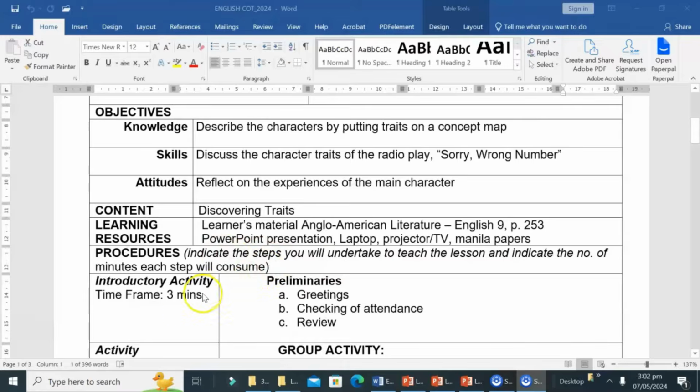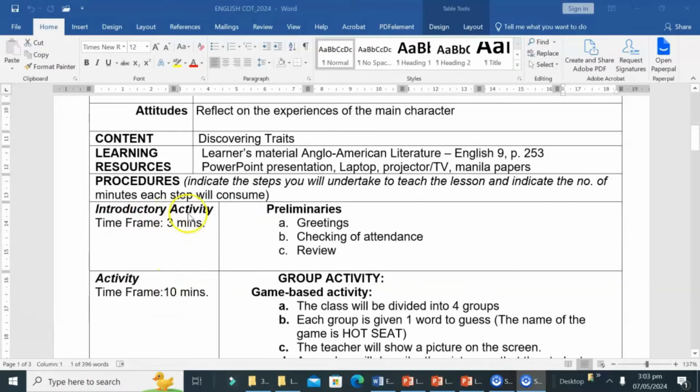Okay, here is the procedure. First, of course, is the introductory activity. You have to budget the time frame already. I have written here 3 minutes because most of the time, teachers, I run short of that time. That is why it's very important for you to budget your time from the preparatory to the assessment so that you will have a very good rating in your COT.